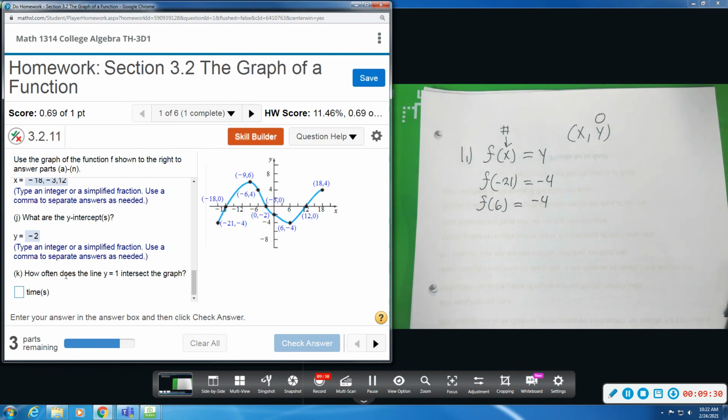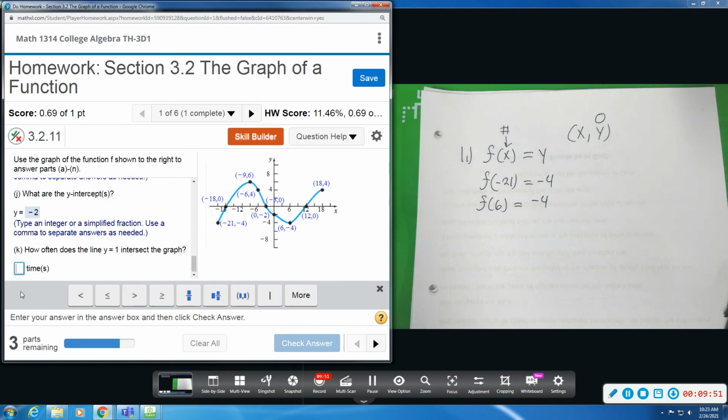How often does the line y equals 1 intersect the graph? Okay, so y equal 1 would be a horizontal line just straight across when y is 1. Runs just like this, horizontal. So if you did that, it would cross 1, 2, 3 times, okay, because this graph sticks up 3 times on the positive side. So at y equals 1, this would cross 3 times.